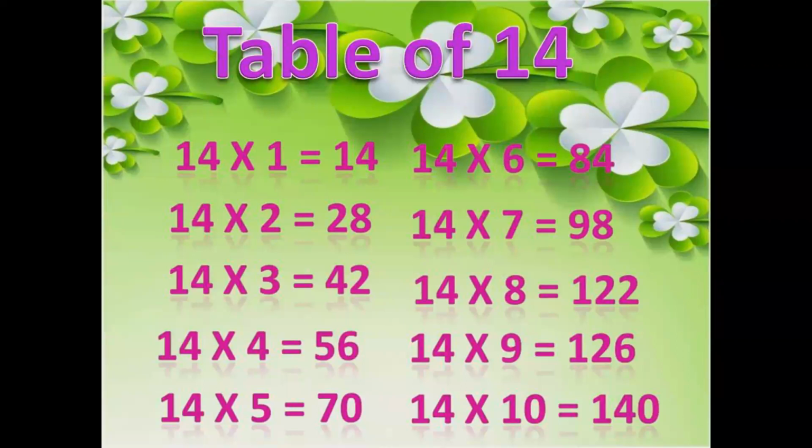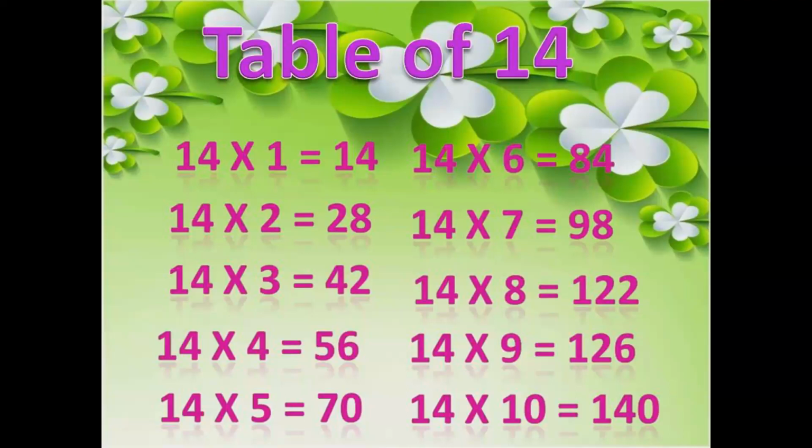Okay. Yes, Vara. Unmute yourself. Yes, ma'am. The table of 14. 14 ones are 14, 14 twos are 28, 14 threes are 42, 14 fours are 56, 14 fives are 70, 14 sixes are 84, 14 sevens are 98, 14 eights are 122, 14 nines are 126, 14 tens are 140. Thank you, miss.